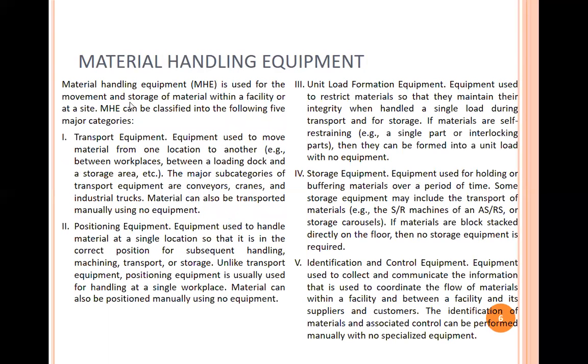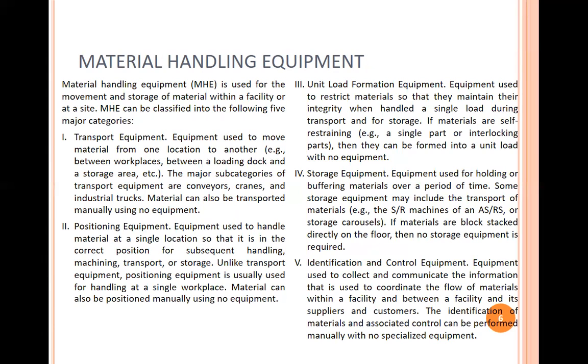Next, material handling equipment. Material handling equipment, MHE, is used for movement and storage of material within a facility or at site. MHE can be classified into the following major categories. One, yung transport equipment. Equipment used to move materials from one location to another, that is between workplaces, between a loading dock and storage area, etc. The major subcategories of transport equipment are conveyors, cranes, and industrial truck. Materials can also be transported manually using the equipment, yung magagaan lang.